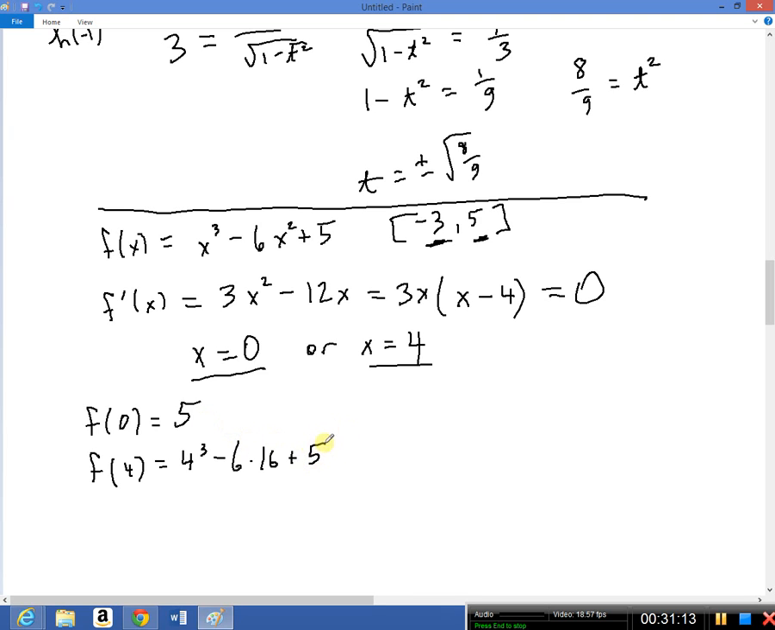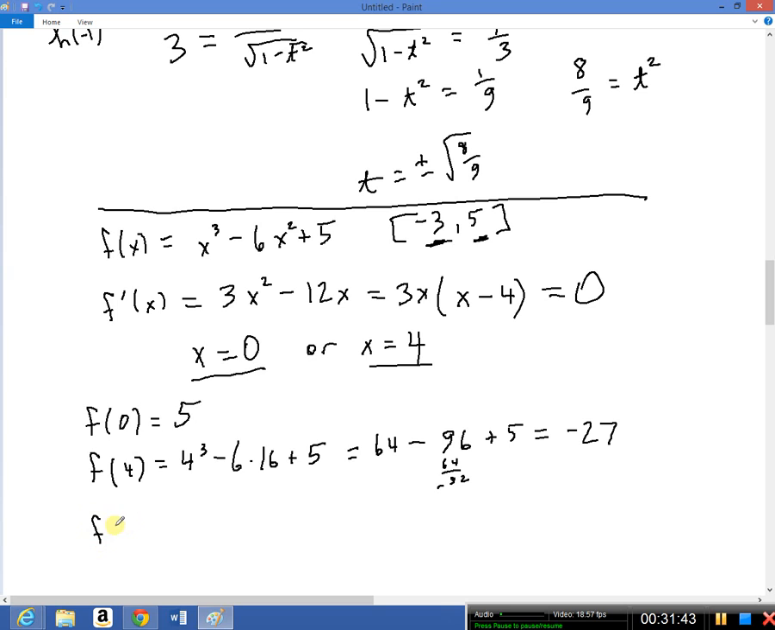Might have to use a calculator one of these times. 4 cubed is 64, and 6 times 16, I don't know, 96, and then add 5. So 64 minus 96 is negative 32, plus 5 is minus 27, if I did my arithmetic correctly.